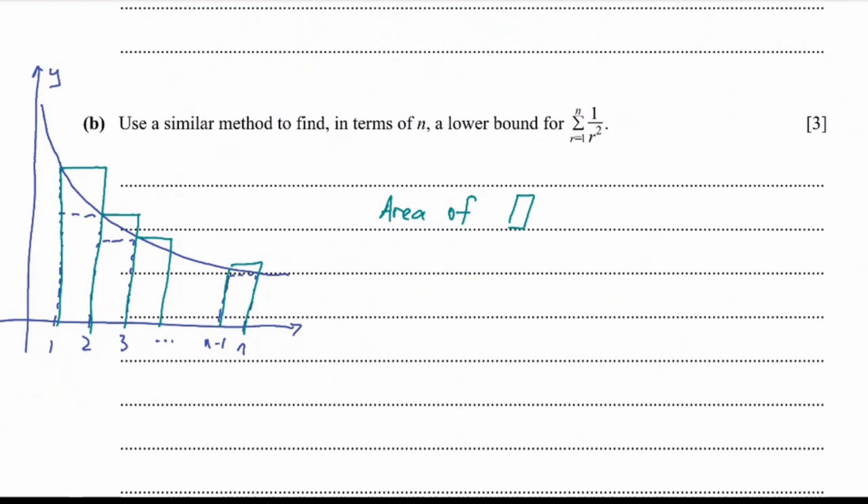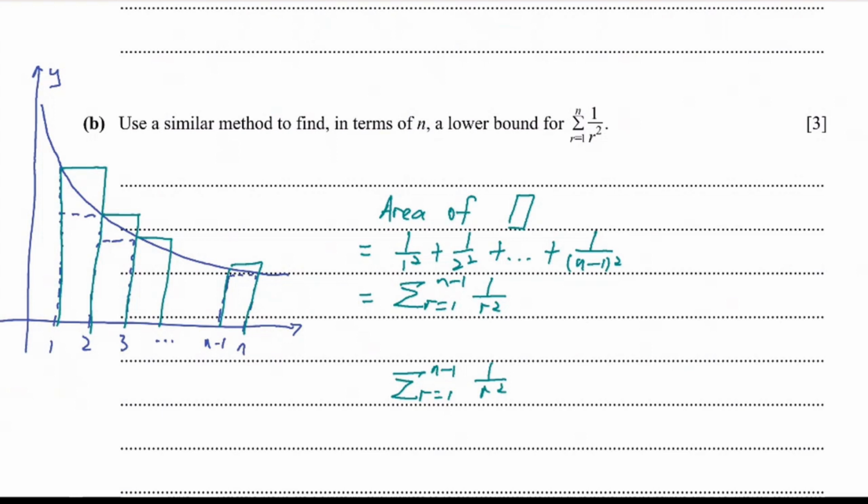Okay, the area of the rectangles that we're obtaining here is 1 over 1 squared plus 1 over 2 squared and so on until the last height, which is 1 over n minus 1 squared. And if you compare this, this is actually the sum from r equals 1 to n minus 1 of 1 over r squared. It's okay, it doesn't matter. So we can compare that first.